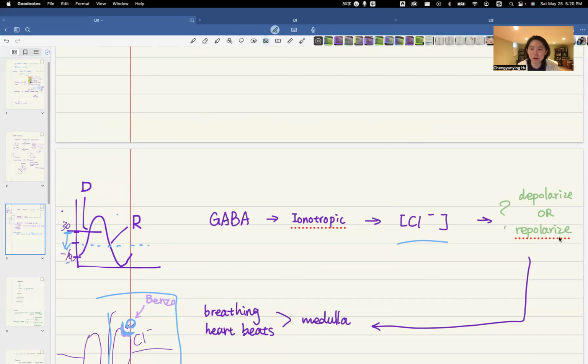The answer is depolarize, because look at this graph. When we fire, oh, sorry, it's repolarize. I made a mistake. Repolarize. So when we want to excite something, we depolarize. And this chloride will keep adding because if we open up the channel, let the chloride in, it's something negative. We're making this graph going down more. So that's repolarization, makes the action potential harder to reach.